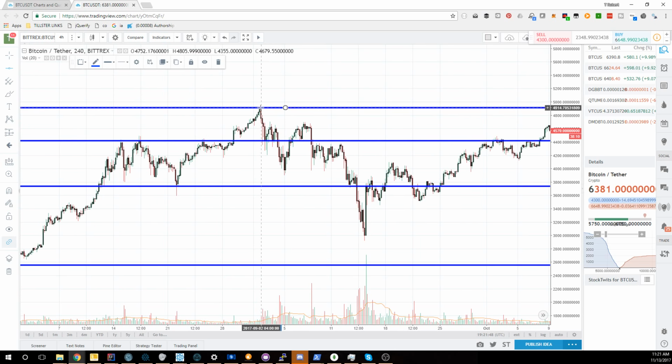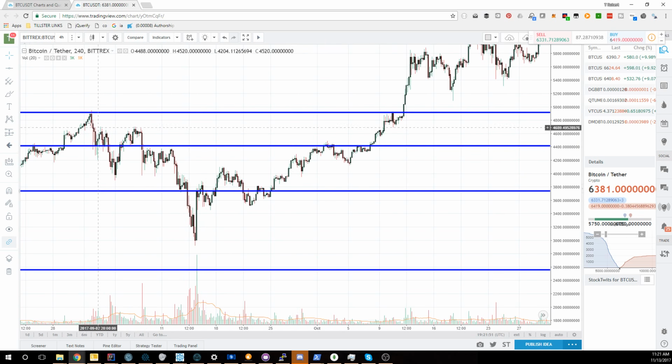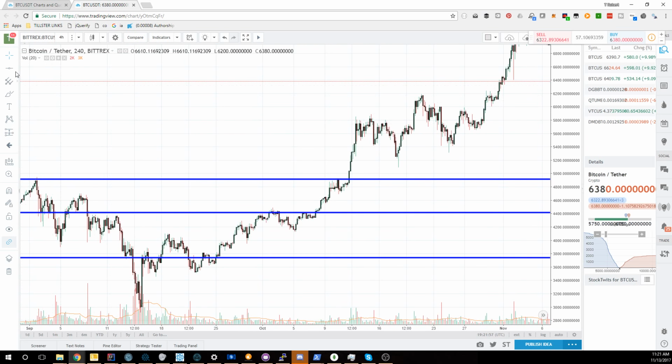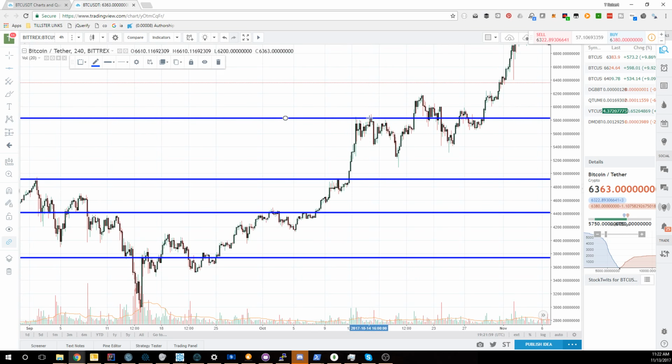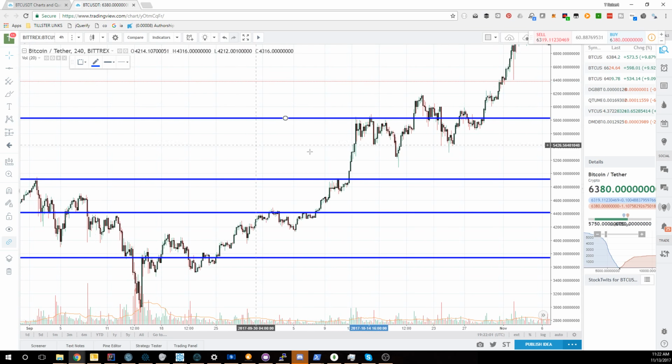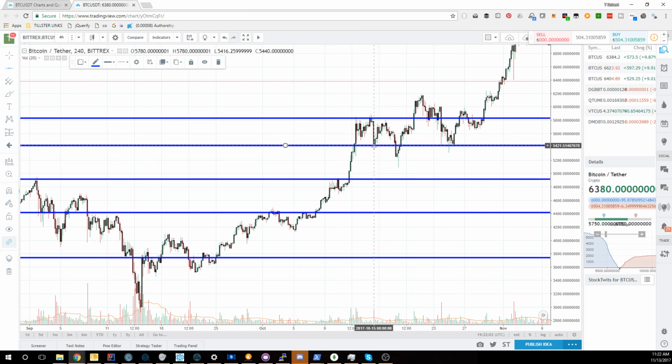Let's do it again. Here's a line. This was resistance. Here it is, resistance. Let's do it again. This line's support. This line's resistance. This line's support. Came down and pivoted. Did it come up and touch resistance again and turn around? Yeah. Did it touch support again and turn around? Sure did.